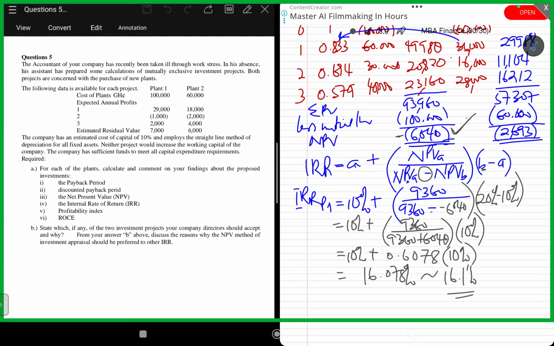So based on this, solve IRR for plant 2. It's formula based. Just look at the formula and plug in the values. That's all. So just look at what I just did and do it for me.